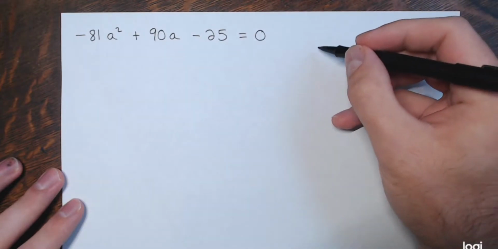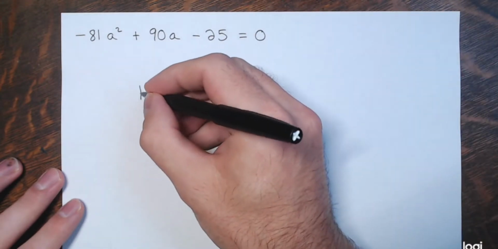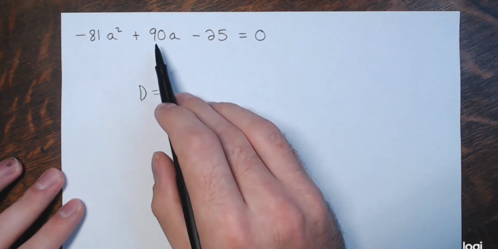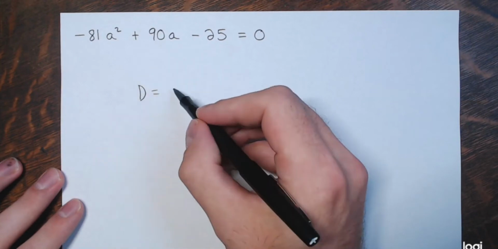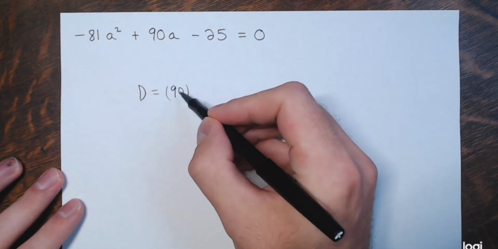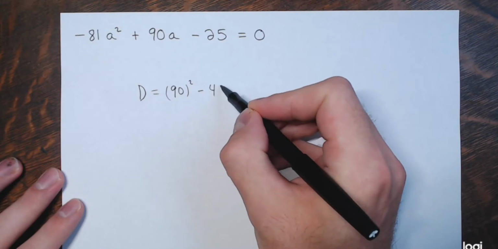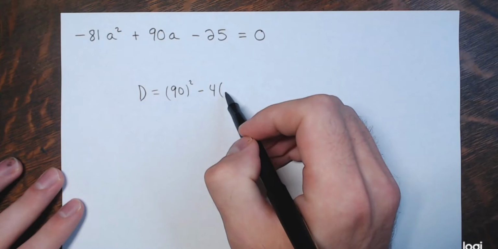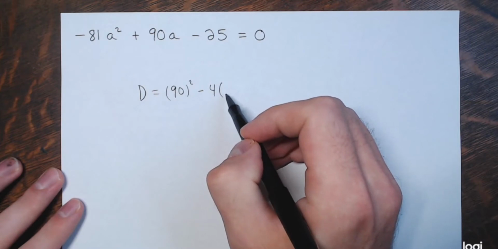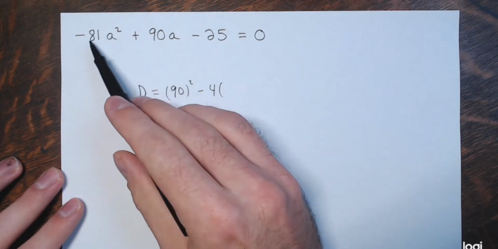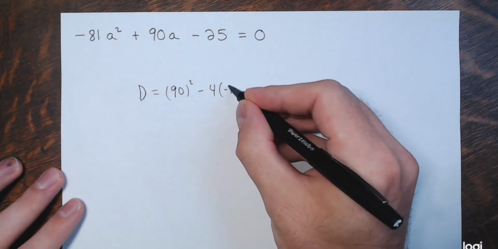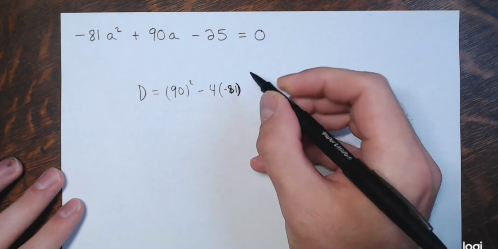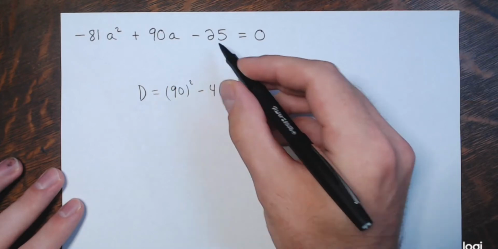Just be careful, right? Remember the discriminant, which I've been calling capital D, it's little b squared, the linear coefficient squared, so 90 squared minus 4 times, now again, little a might confuse you with this little a here, but remember the little a in the discriminant formula and the quadratic formula is the coefficient of the quadratic term. So negative 4 times negative 81, sorry, and then times little c, which is the constant term, which is negative 25.